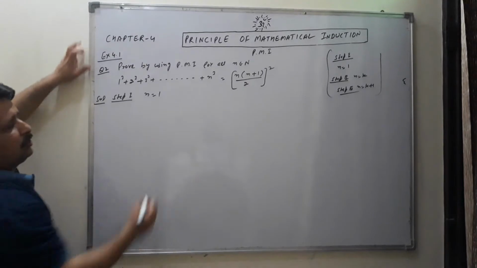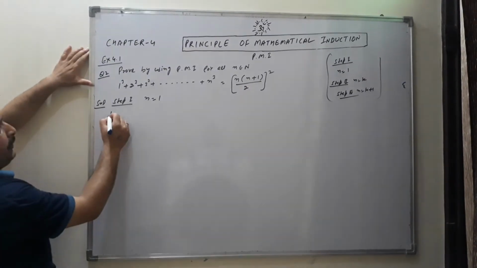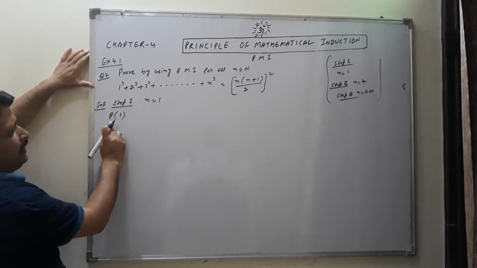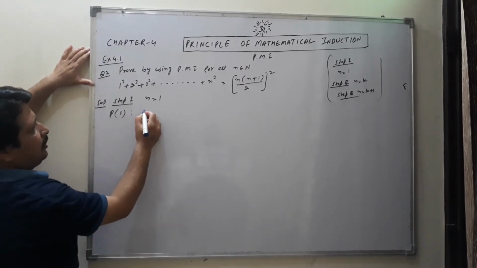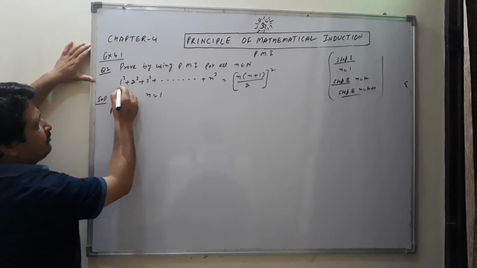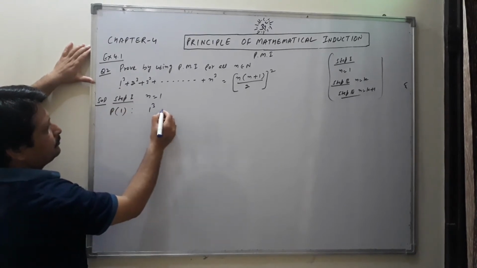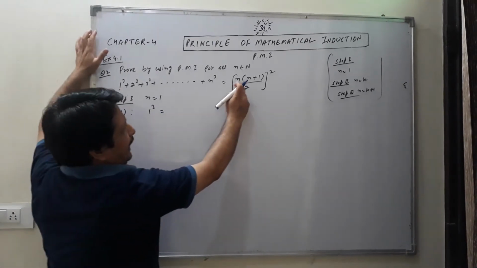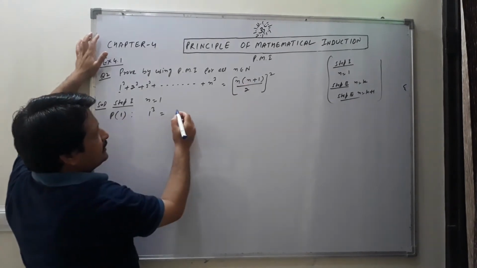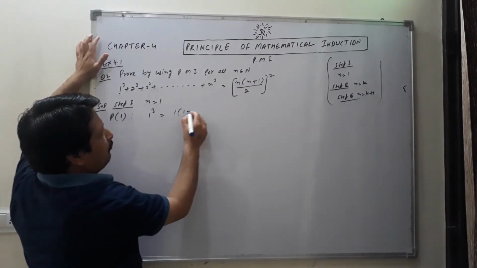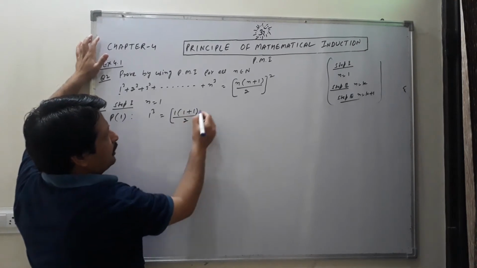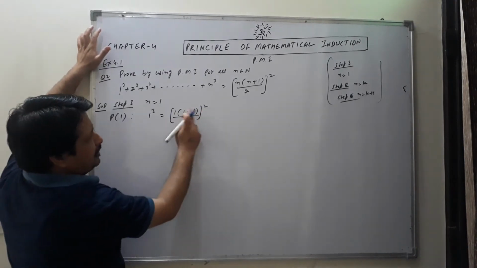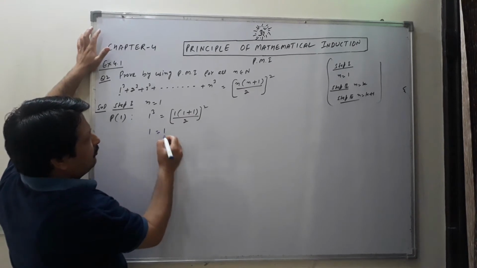that is n is equal to 1. P of 1 means principal value is 1, such that 1 cubed, the first term here, students, is equal to, at the place of n we will put 1, so 1 into 1 plus 1 upon 2, whole square. So when we solve it, we will get it as equal to 1.